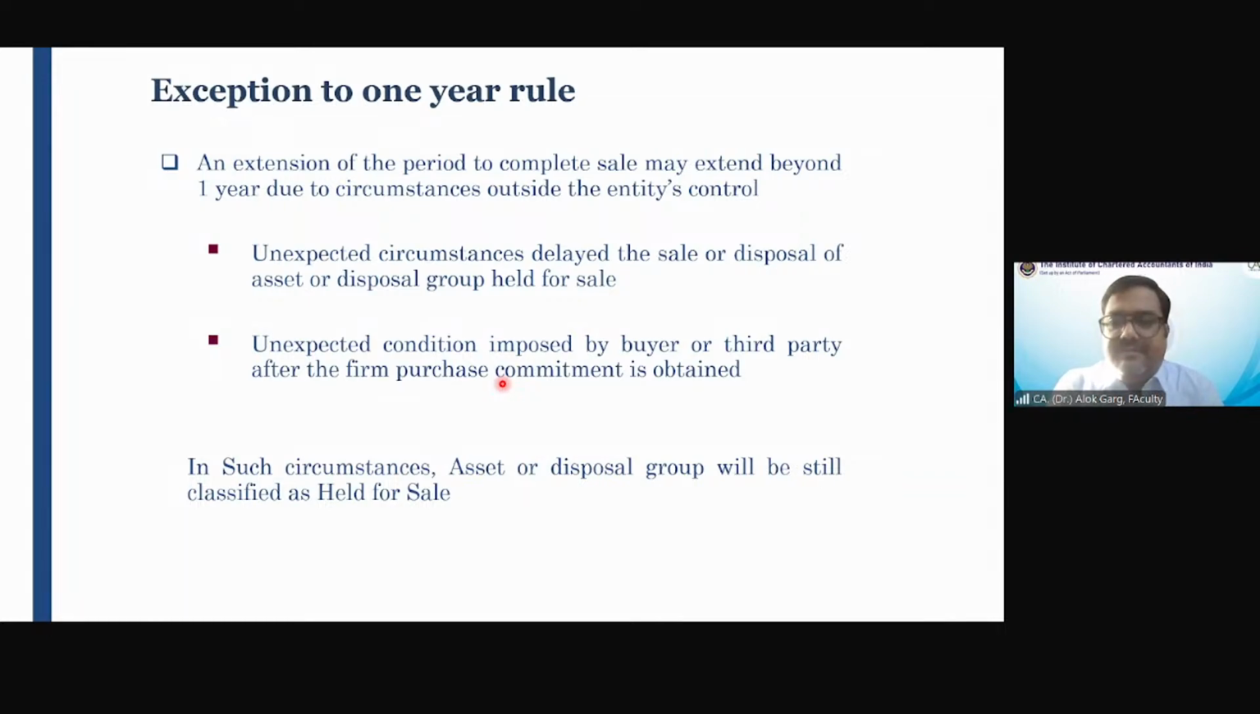I have a factory. I want to sell my factory. I have the intention and ability, and the sale is highly probable also. So I was very sure that I would be able to sell within 1 year. Even in 3 months' time, I got a buyer, and I entered into an agreement to sell with the buyer. The sale agreement is done, the price is decided. There is a binding agreement.